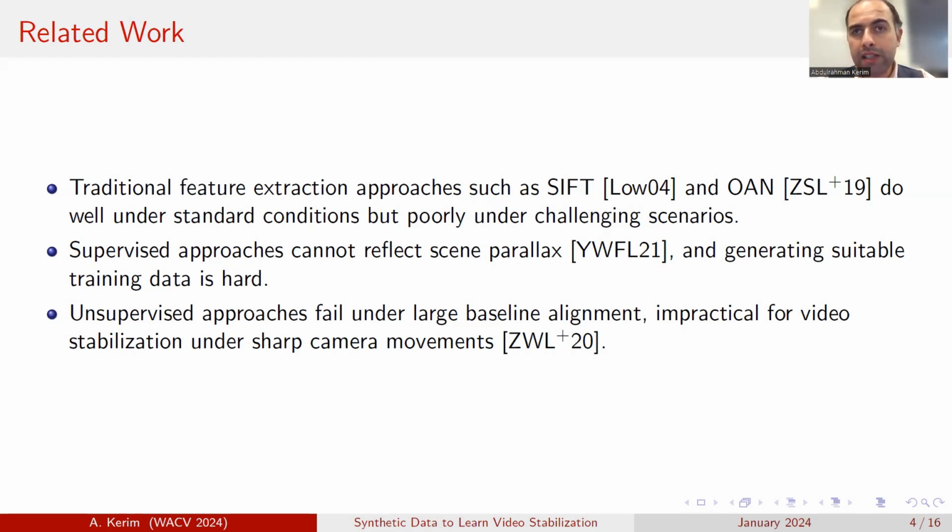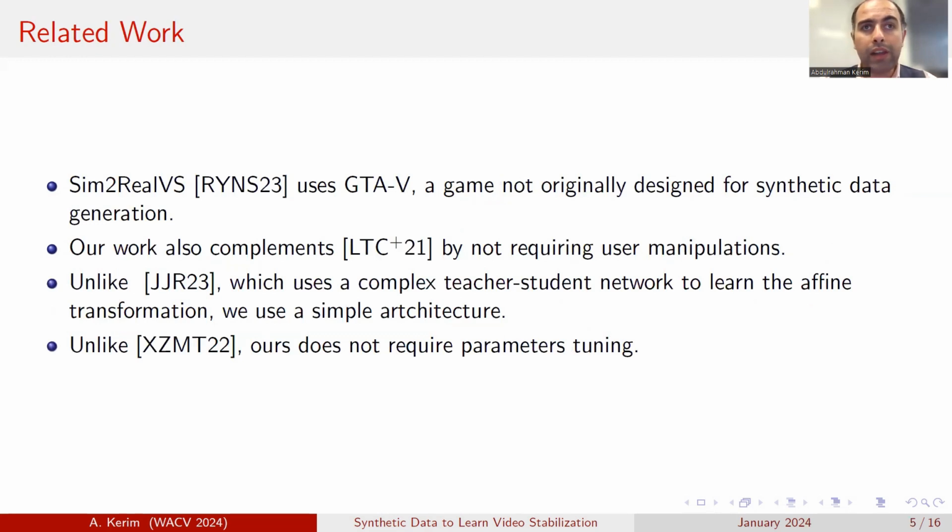At the same time, unsupervised approaches fail under large baseline alignments, thus they are impractical for video stabilization under sharp camera movements. Now, while there are some works on synthetic data and video stabilization close to ours, they present a partial solution to the problem. For instance, Sim2Real VS uses the GTA 5 video game to generate the required synthetic data. However, the game was not originally designed for synthetic data generation.